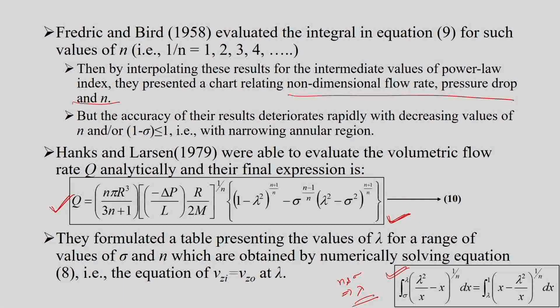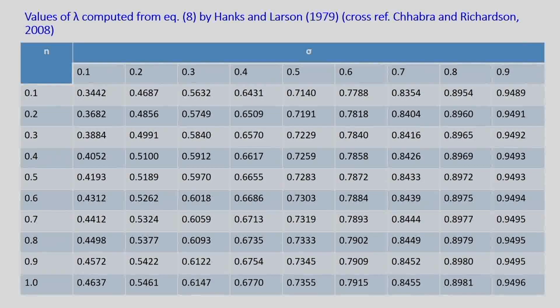Those values of lambda for different n and sigma values are given in tabular form here, right. This table we can also find in the reference book by Chhabra and Richardson. For n values between 0.1 to 1 and sigma values 0.1 to 0.9, they have given the table. We can see that as either n increases or sigma increases, these values are increasing.